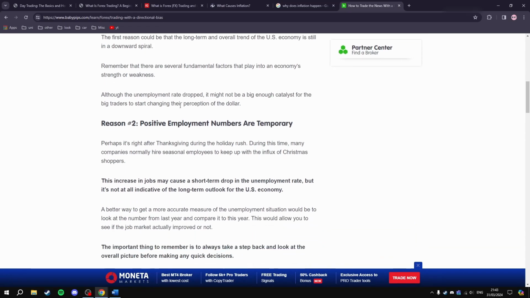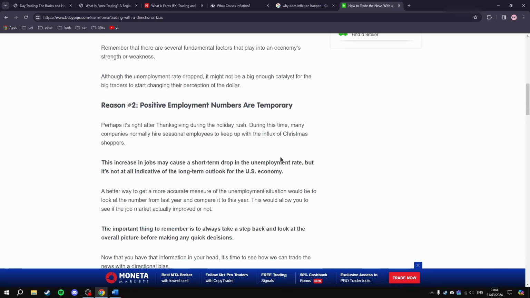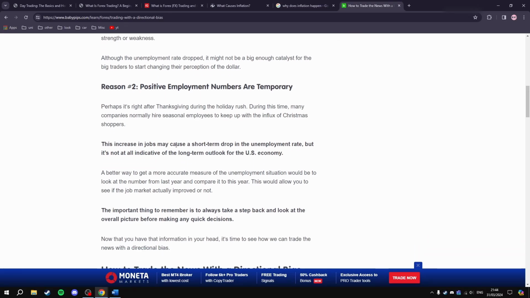Number two, positive employment numbers are temporary. Perhaps it's right after Thanksgiving during the holiday rush. During this time, many companies normally hire seasonal employees to keep up with the influx of Christmas shoppers. This increase in jobs may cause a short-term drop in the unemployment rate, but it's not at all indicative of the long-term outlook for the US economy.